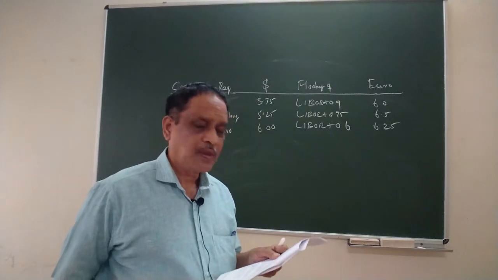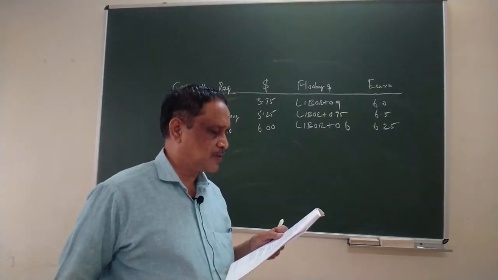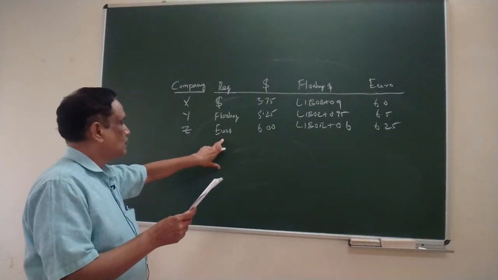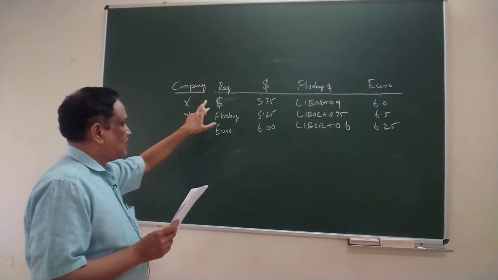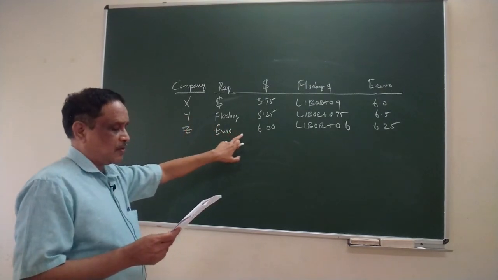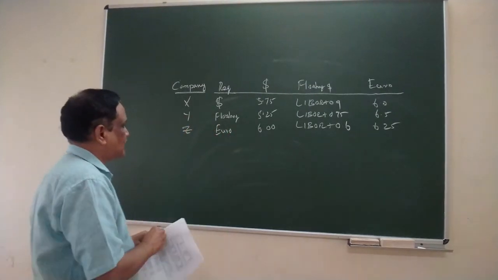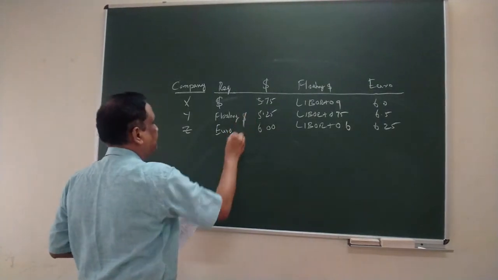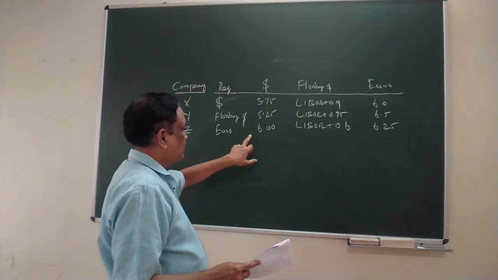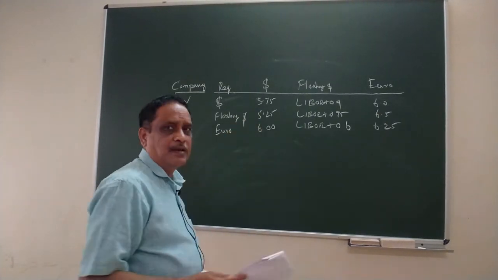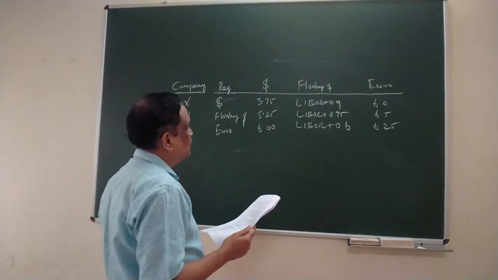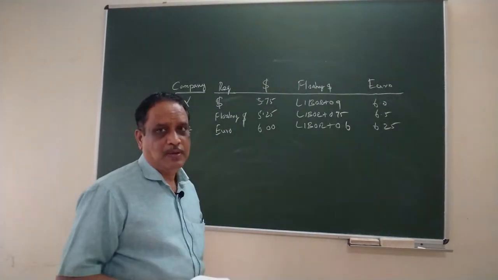Written on the board also. So there are three companies, X, Y, Z. The requirement is given in the first column. X requires a dollar loan, Y requires a floating dollar loan, and Z requires a euro loan. These are the options for them. These are the rates available for them, and we have to form a swap agreement.